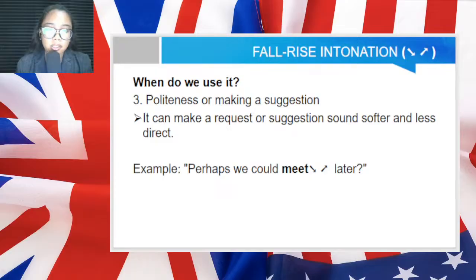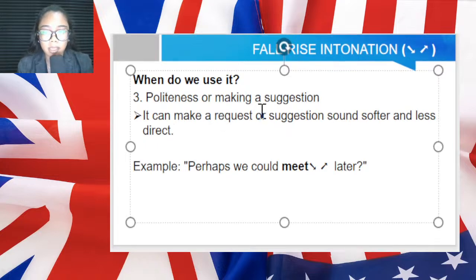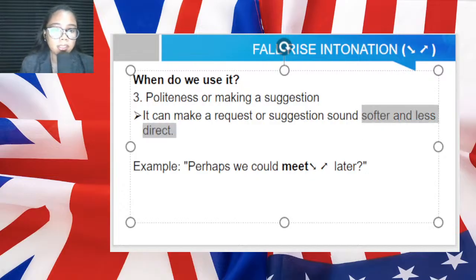Now, this slide talks about the third reason we use the fall rise intonation: for politeness or making a suggestion. It can make a request or suggestion sound softer and less direct. Let's break that down. Think about how a direct command might sound with a falling tone. For example, I just said, "Meet me later," with a clear falling tone.